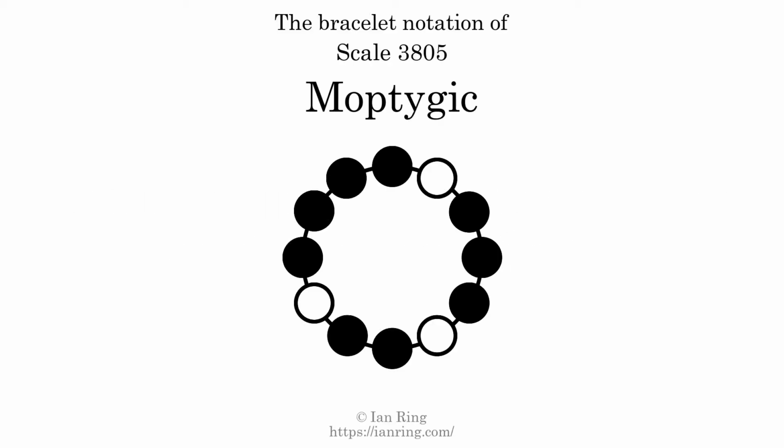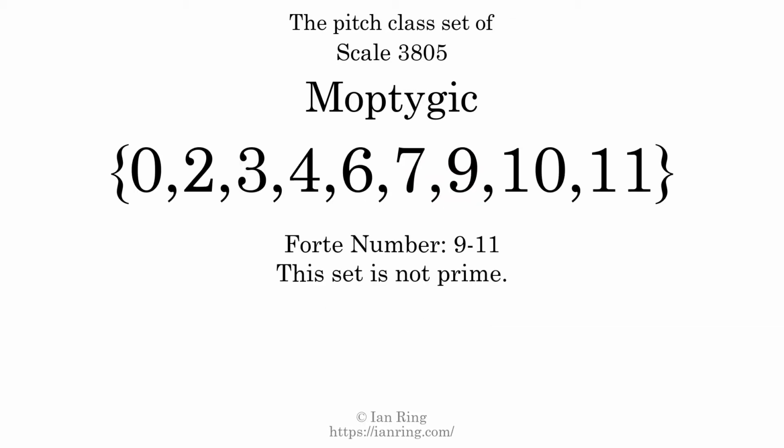This is a bracelet notation diagram of scale 3805. The shaded circles represent tones that appear in the scale, and they are read clockwise, starting at the top. The pitch class set for this scale is 0, 2, 3, 4, 6, 7, 9, 10, 11. The forte class is 9-11. This set is not prime.